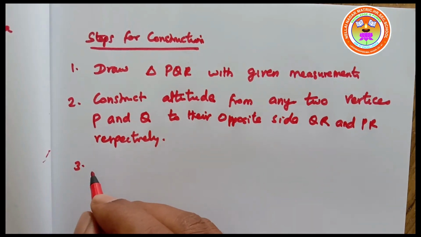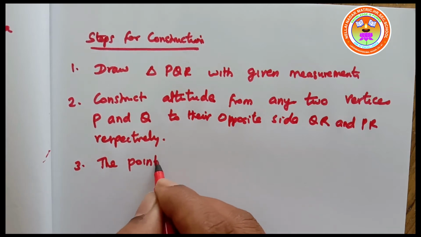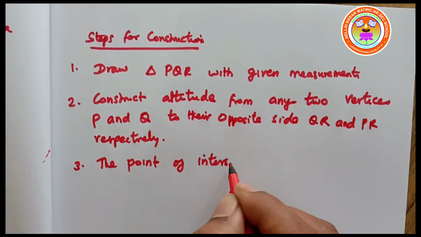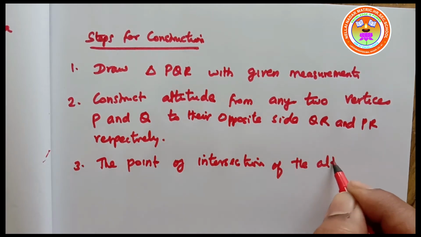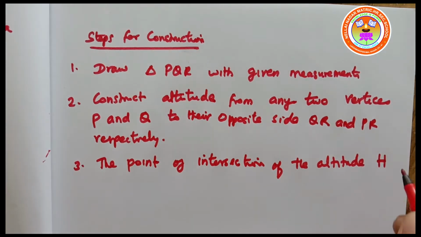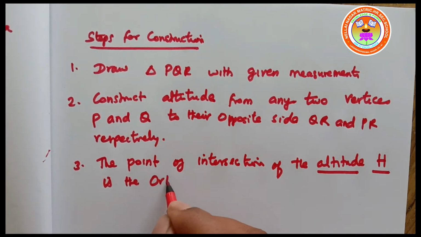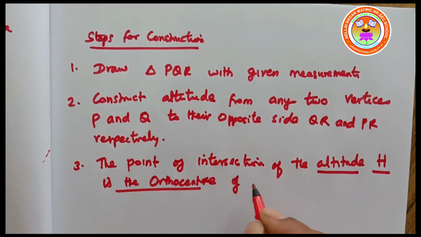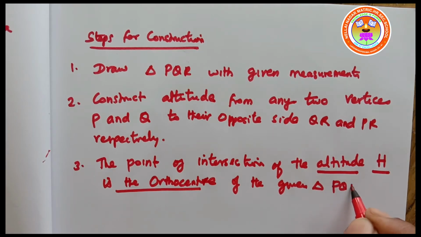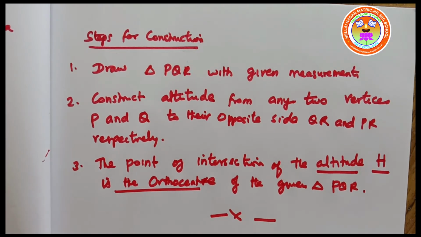Third point, the point of intersection of the altitudes H is the orthocenter of the given triangle PQR. It's clear, children? By this we have completed exercise 4.5.